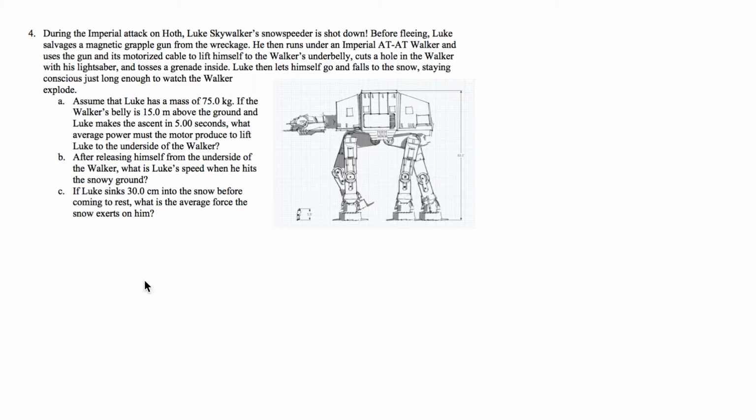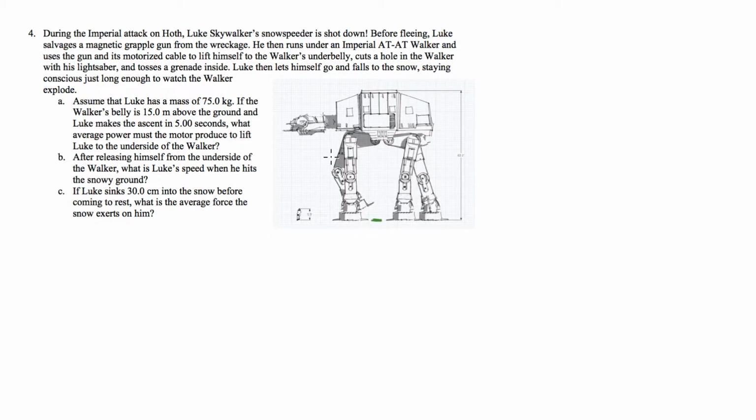Okay, so problem 4 is another Star Wars problem. This is Luke being shot down, Battle of Hoth, and he basically runs under this Imperial Walker, which is a big, mechanized war machine. To start with, he uses a magnetic gun, a little magnetic cable gun, to shoot a cable up to the belly of the Walker and lift himself up.